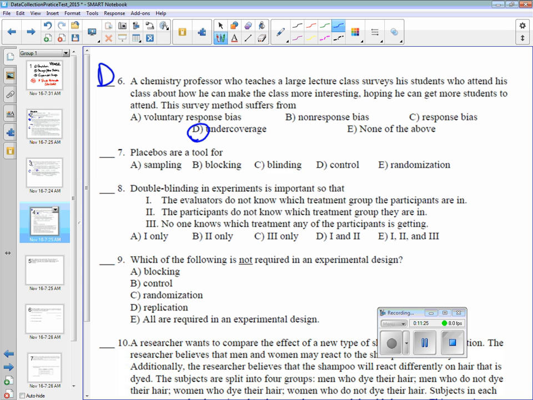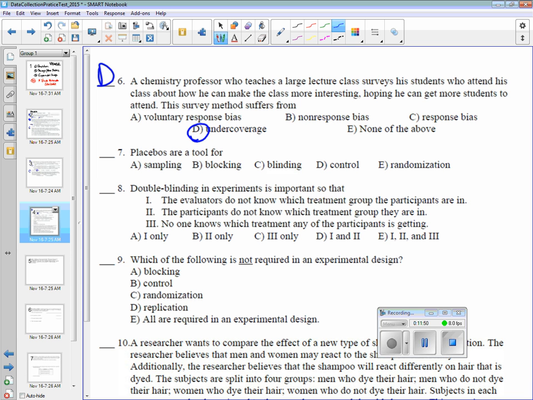Okay? Anybody put B? No? Do you have a question? Sorry, it's right here. Go ahead. If he's only asking the ones that are in the class, couldn't that also be response bias? No, response bias is when you're leading the question to elicit a specific response. Response bias means the way you're asking it, the wording of the question. That's what response bias is.